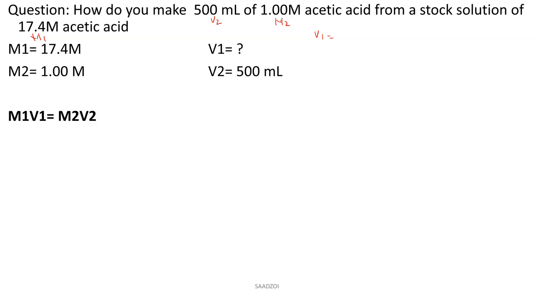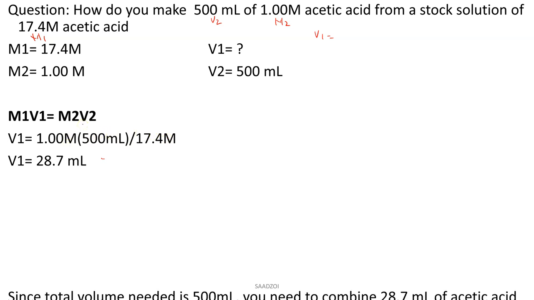M1 V1 equals M2 V2. So I'm going to plug in my numbers. 28.7 milliliters is the volume that you need to add. So what this basically means in English is that you're going to take 28.7 milliliters of this 17.4 molar acetic acid, and you're going to add water to it until you get 500 milliliters, and then that's going to give you a concentration of 1 molar.